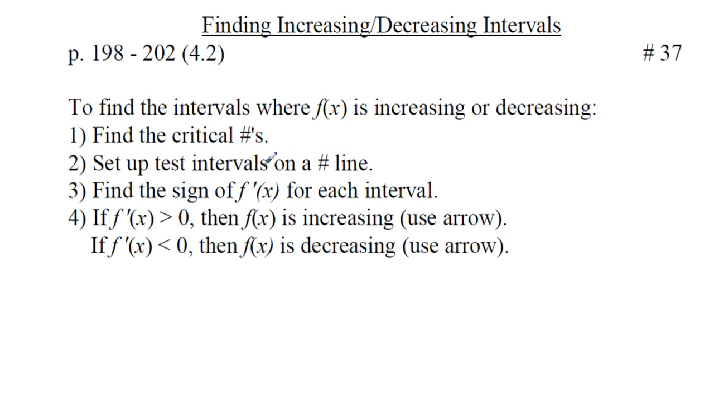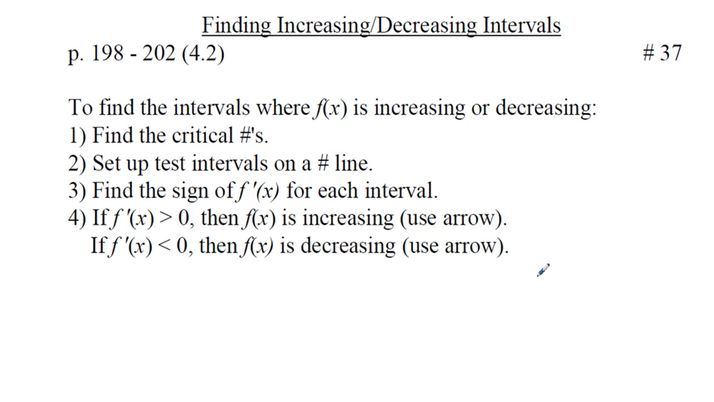We set up test intervals on a number line. So we're going to mark these critical numbers on a horizontal number line. Find the sign of f prime of x, or the first derivative function, for each interval. And if f prime of x is greater than 0, then f of x is increasing. Use arrow. If f prime of x is less than 0, then f of x is decreasing.